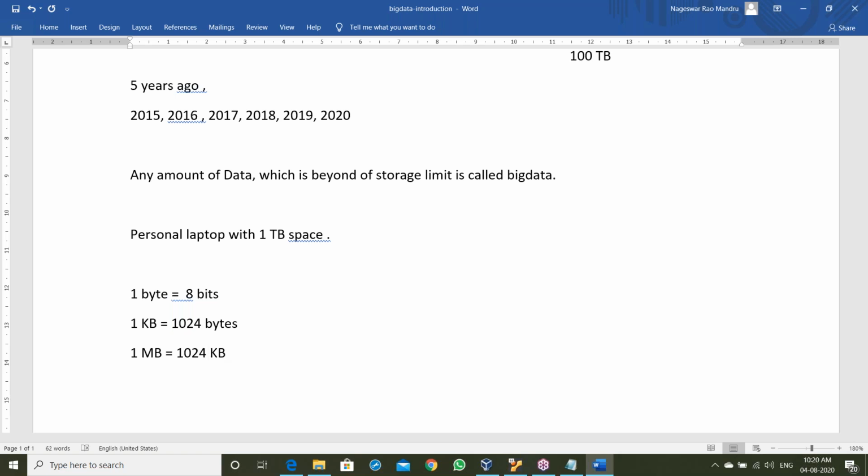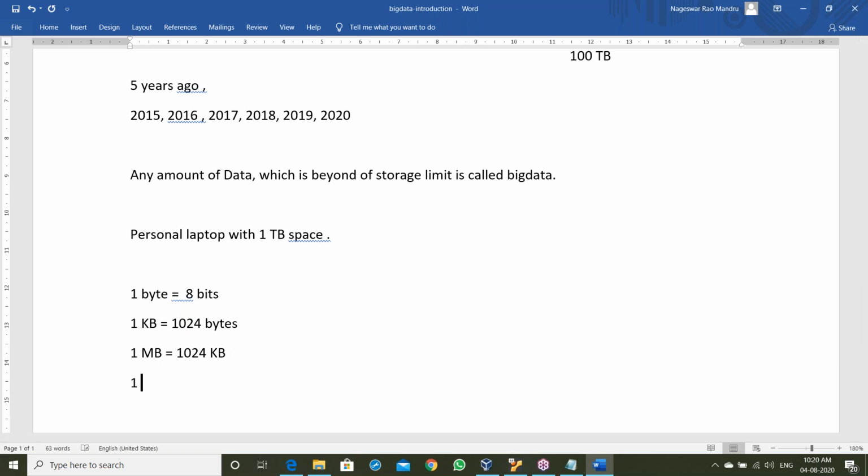So these are all data volume units. Volume means how much space, like 1 MB, 500 GB, or 100 GB volume of your disk. That is called volume here. Like 1 KB, 1 MB, and so on. 1 MB equals 1024 KB.